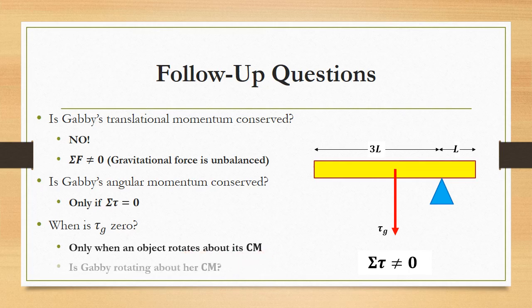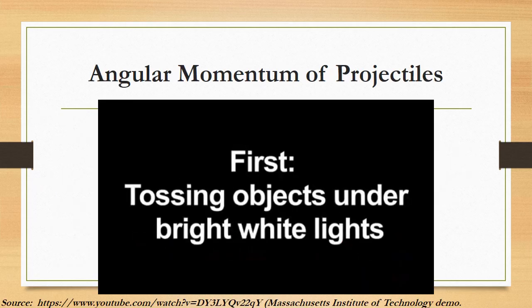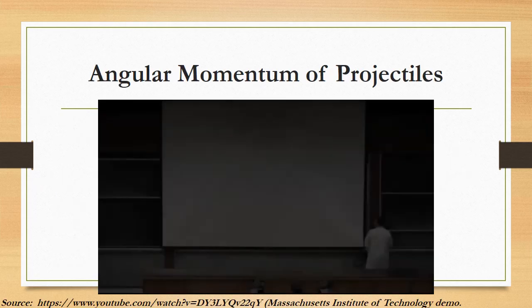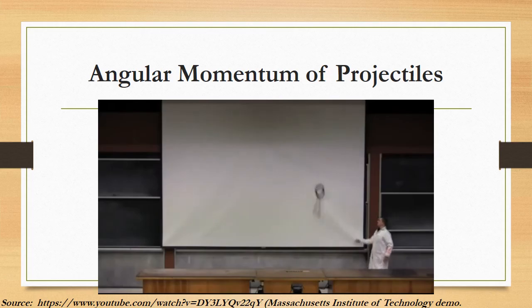So what about Gabby? Let's go back to Gabby. Was she rotating about her center of mass? This all hinges on the first thing we said about her during the dismount. She is a projectile. The very good people at the Massachusetts Institute of Technology put together this presentation to show what happens when an extended body is moving as a projectile while rotating.